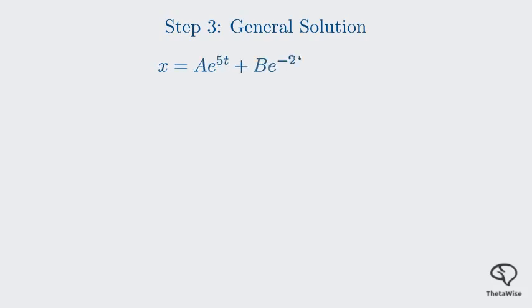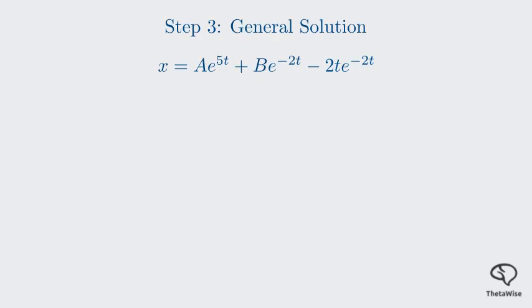We now have our complementary and particular solutions. Let's form the general solution. Step 3, form the general solution. It's x equals x_c plus x_p. So our general solution is x equals a e^(5t) plus b e^(-2t) minus 2t e^(-2t). This is a general solution with arbitrary constants a and b.